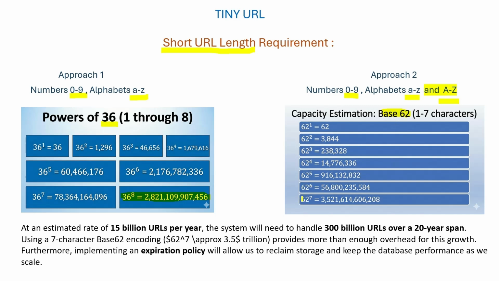When we take 62 to the power 7, we'll be looking at somewhere around 3.5 trillion. At an estimated rate of 15 billion URLs per year, our system should be able to easily support 300 billion URLs when we have base 62. And seven characters should be more than sufficient for this, provided that we implement an expiration policy and rotate some of the short URLs, then we should be good for this scale, with or without expiration.